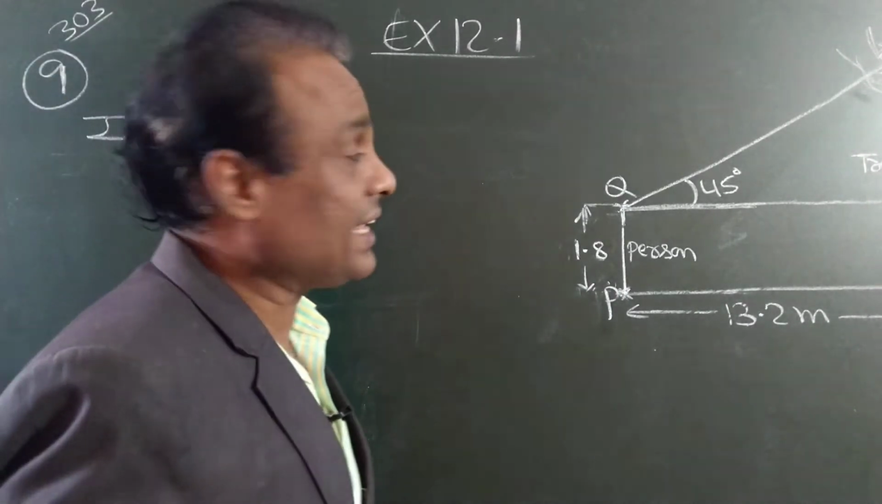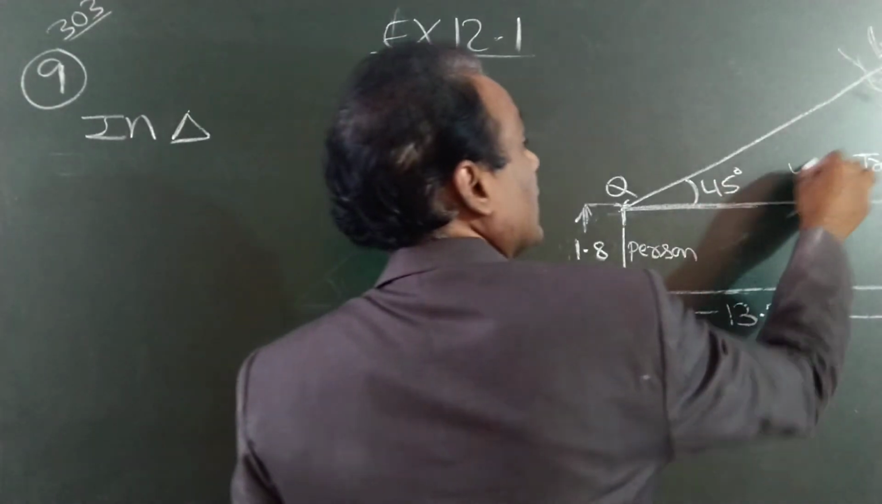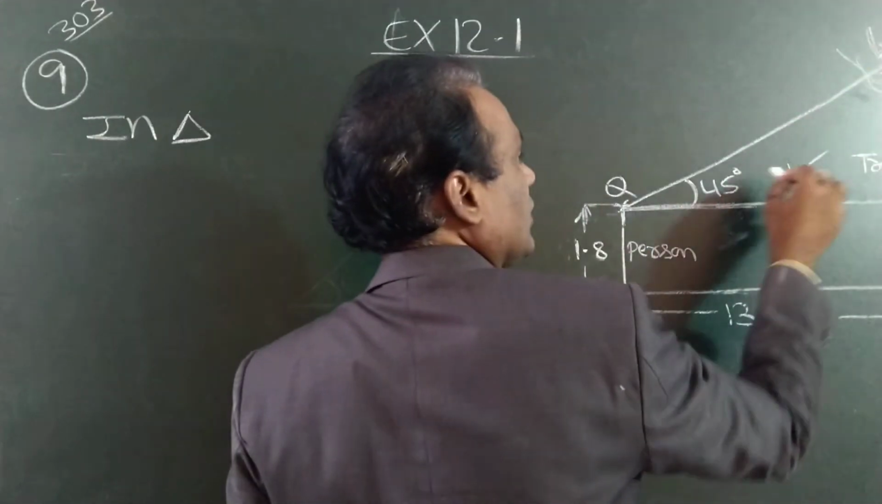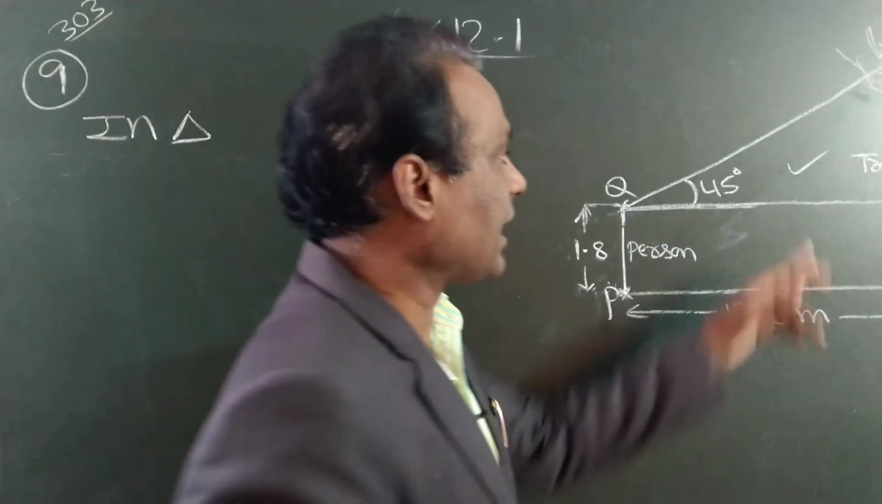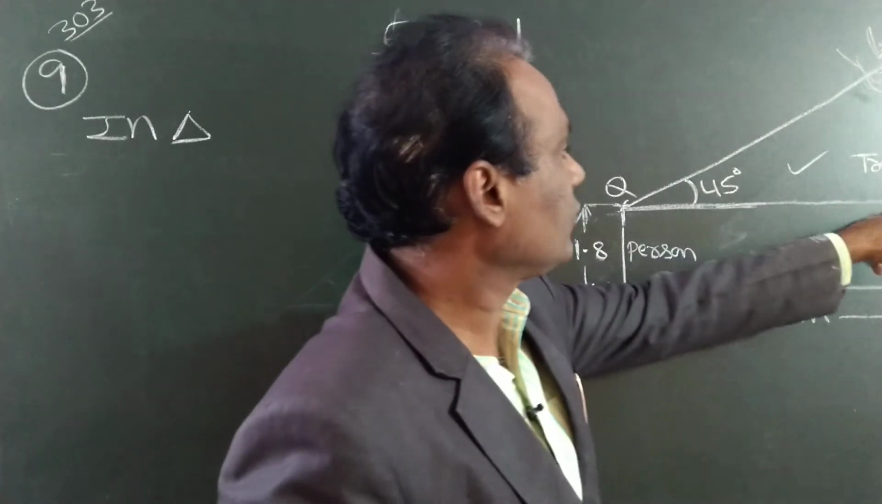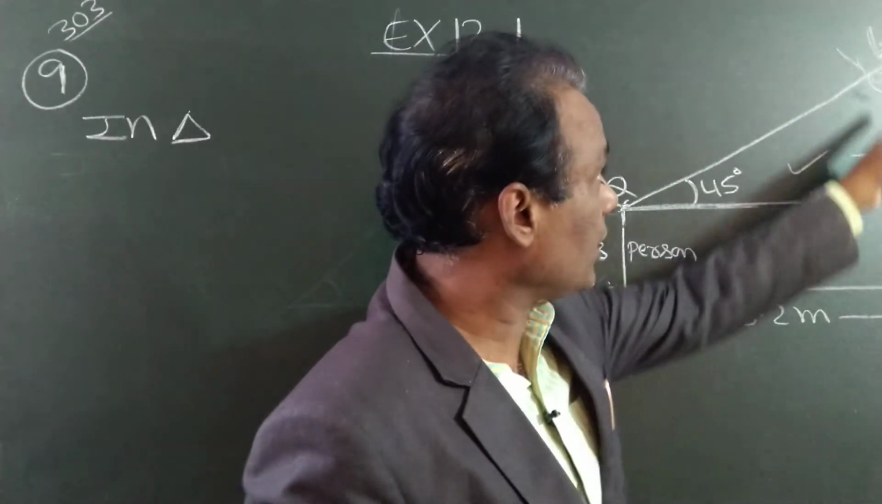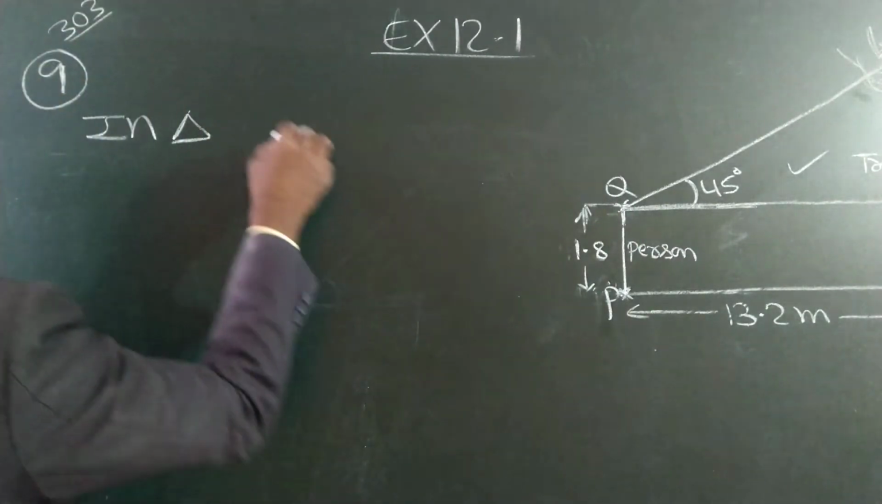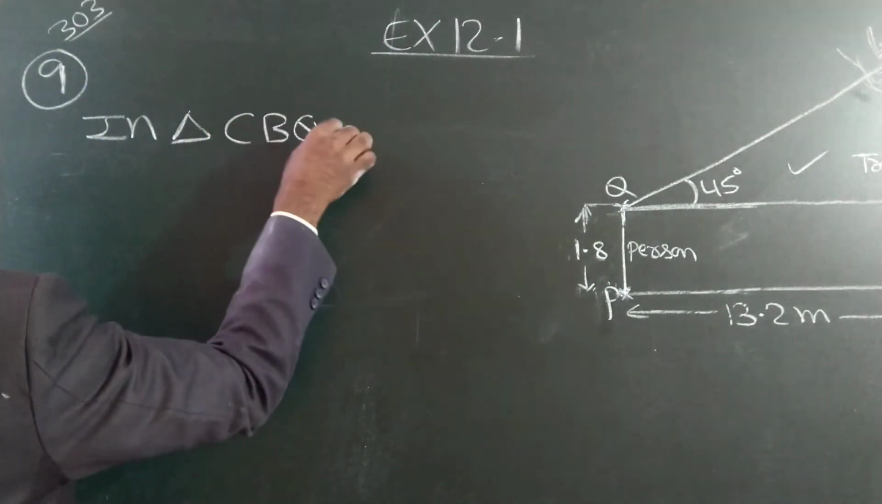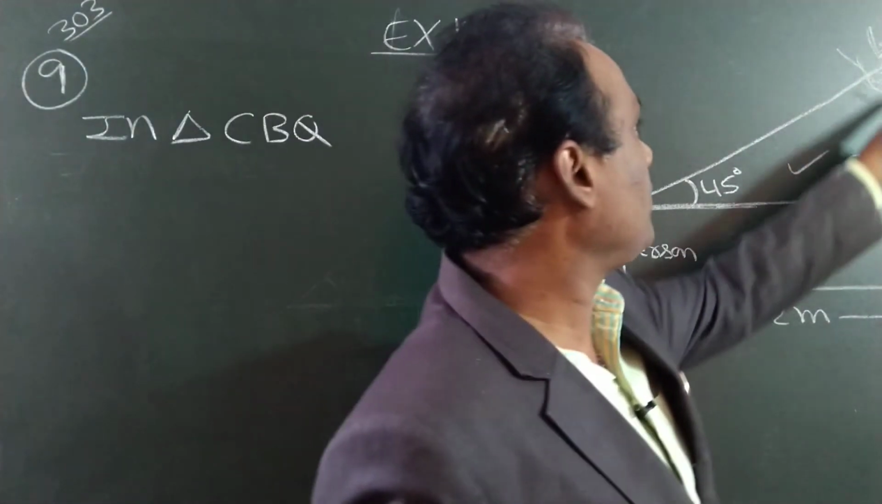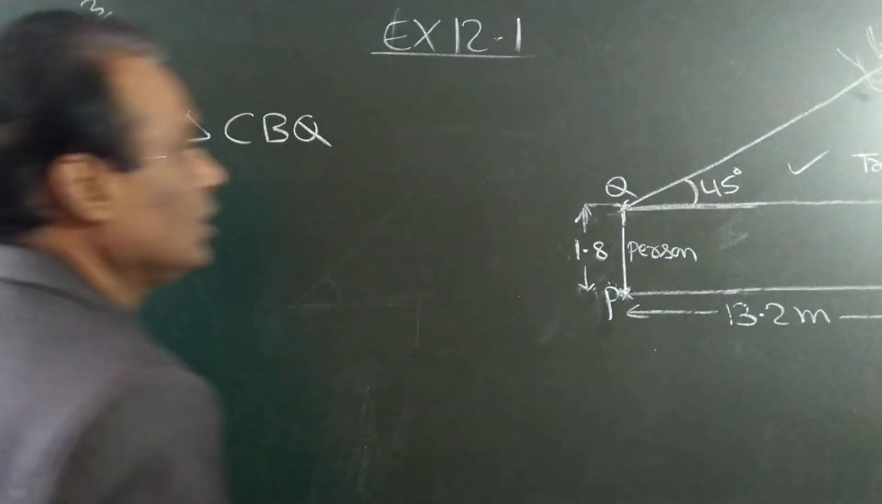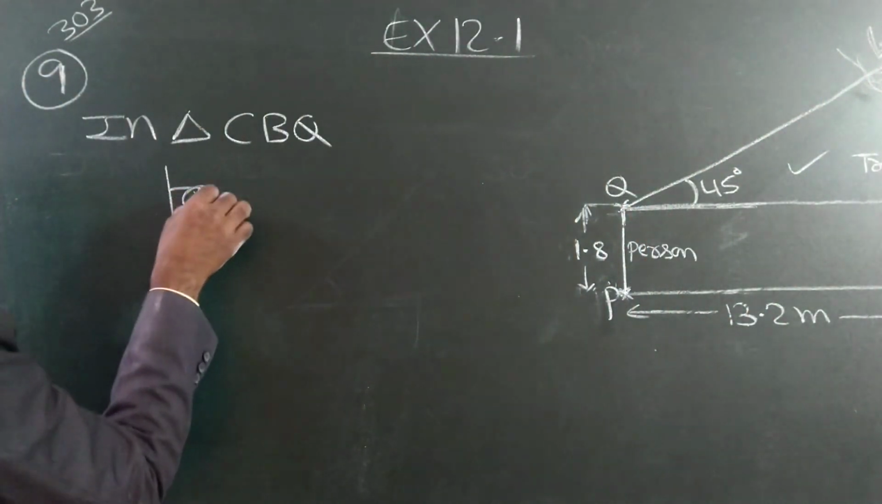Which is the triangle here? See here, CBQ. This is the triangle. Only this is the triangle, this is not the triangle. See the directions, CBQ. CBQ is the triangle, so I am using the tan theta formula.